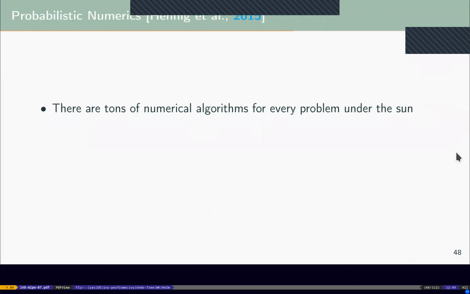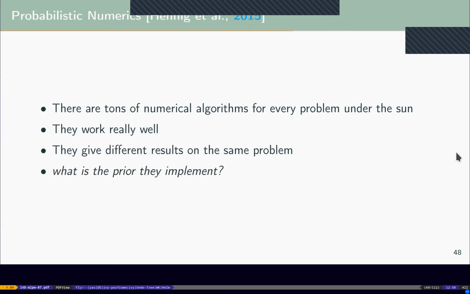So, tons of algorithms exist for every problem. The cool thing is, they work really well. We don't really understand why they work well because we don't have the statistical interpretation. So what we would want to do, one, is come up with what prior these things implement, because then I can understand why they work. And more importantly, then I can design new algorithms, which is potentially really cool.